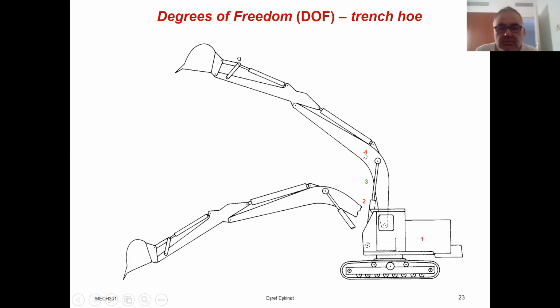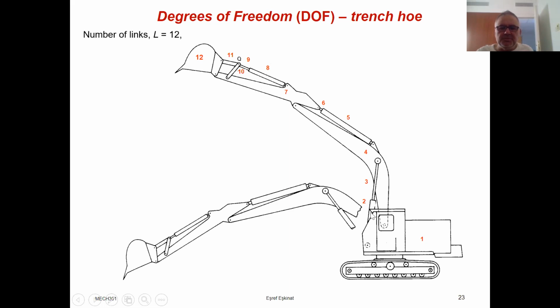Any questions? 5 and 6 is again another hydraulic piston. 7 is this link. 8 and 9 is another hydraulic piston. They all have prismatic joints there. 10 is this link. Okay. 11 is this link. 12 is this whole thing. That's all. Number of links is 12.